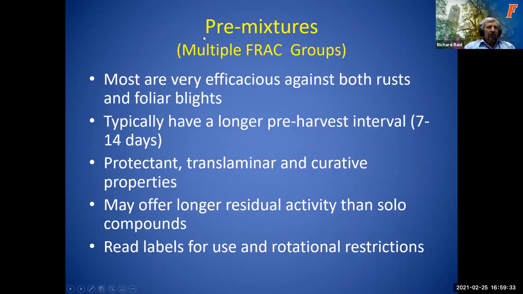And so those are the next group I'll talk about, premixtures. Most of the ag chemistry companies are starting to really put out premixtures in terms of corn, sweet corn, fungicide management. And most of these are very efficacious against both rust and foliar blights. You know, they're all pretty much really strong chemistries. They typically have maybe a little bit longer pre-harvest interval, 7 to 14 days, depending on what the components are, but they have protectant, translaminar, and curative properties.